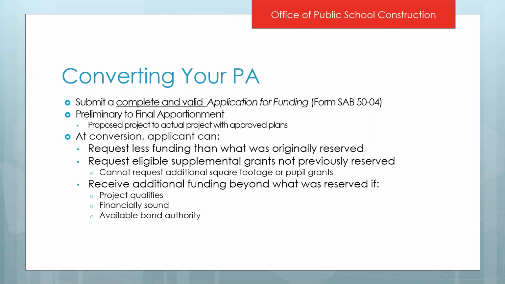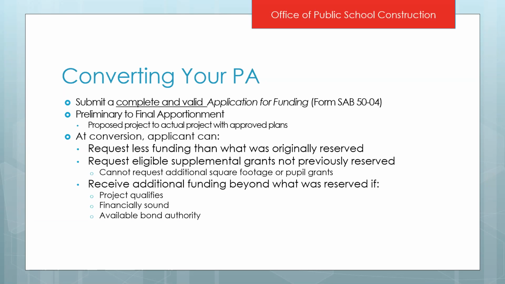At conversion, keep in mind there are a couple of things you can do. You can request less funding than you originally reserved. You may have decided that the project you were going to go forward with is a little too big and you want to reduce that. You can also request eligible supplemental grants that you did not reserve previously. This would be something like maybe you were intending to construct a one-story classroom facility, but now you're going to construct a multi-level two-story facility. You can request that multi-level supplemental grant with your new construction project if you didn't reserve it before.